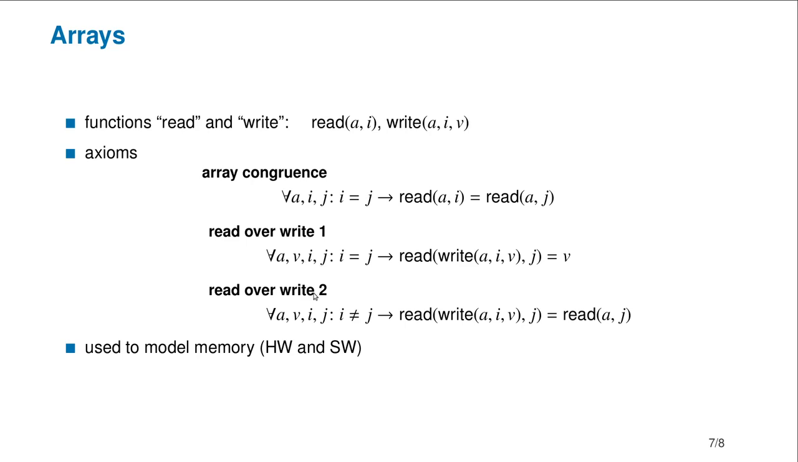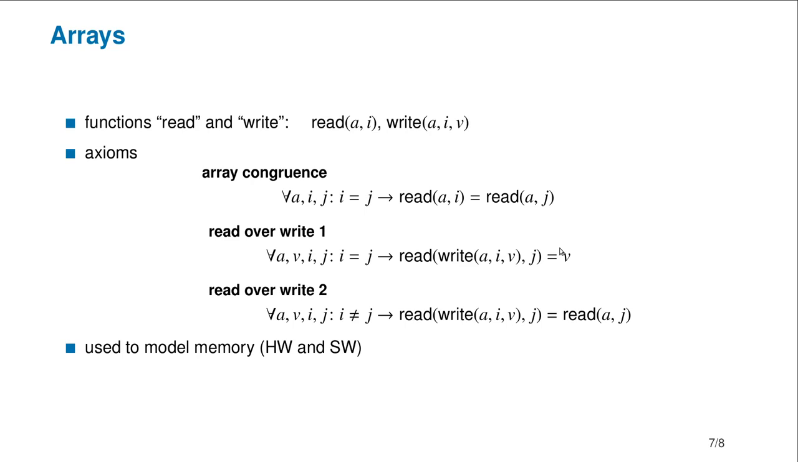Then we have read over write. If I have now the write function, which says that in array A at position i, value v is set, the first read-over-write axiom says the following: for all arrays, all values, all index variables i and j, it holds that if i and j have the same value, and I write value v at position i in array A, and then I read at position j, which we said is the same as i, then this is the same as value v. So if I write something at position i and read it afterwards, then I see exactly this value.